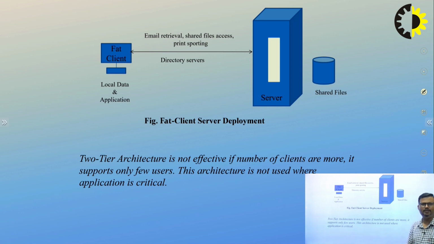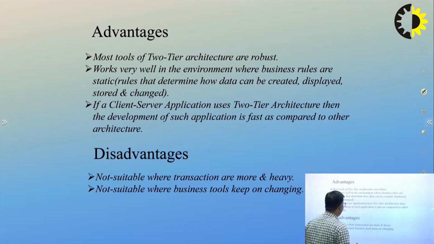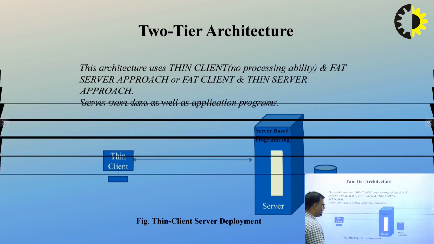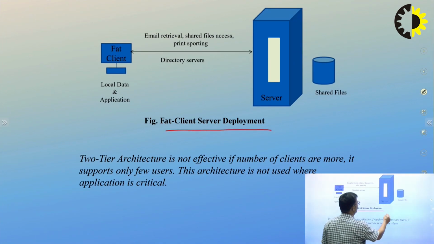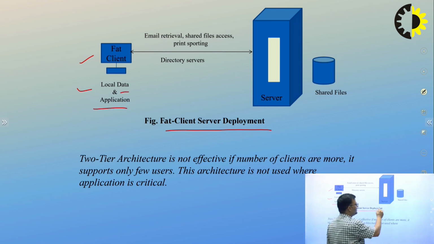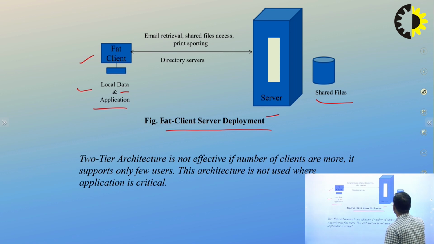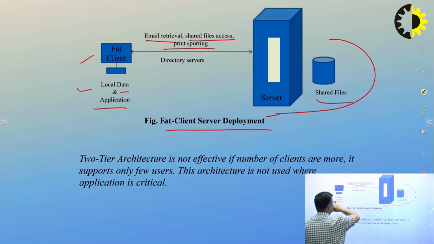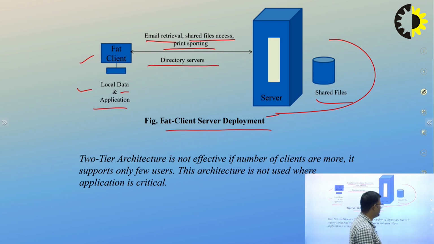Fat client server deployment. And second thing, again, देखिए पहले हमारे पास था थिन क्लाइंट सर्वर डिप्लॉयमेंट, अब हमारे पास है फैट क्लाइंट सर्वर डिप्लॉयमेंट. यहां पर क्या है, फैट क्लाइंट है, यहां पे ही लोकल डेटा हमारे पास अवेलेबल है. दिस इज अ सर्वर है एंड दिस इज द शेयर फाइल है जो हमारे पास सर्वर के पास होगी. ईमेल रिट्रीवल कर सकते हैं, शेयर्ड फाइल्स एक्सेस कर सकते हैं, प्रिंट सपोर्ट सपोर्ट कर सकते हैं, डायरेक्टरी सर्वर कर सकते हैं.